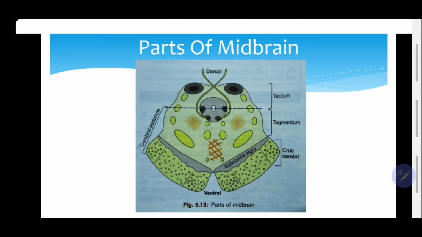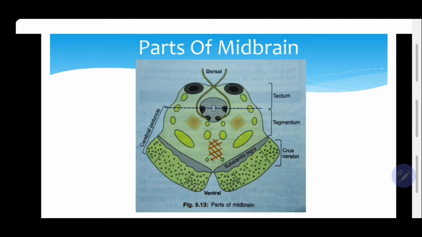Before teaching you about the parts of the midbrain, can you guess that this section of the midbrain is at which level? We study the internal structure of midbrain at two levels. One is at the level of superior colliculus and one is at the level of inferior colliculus.